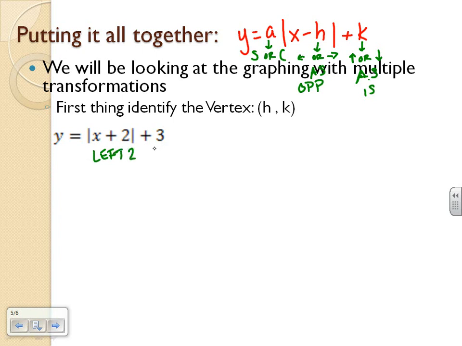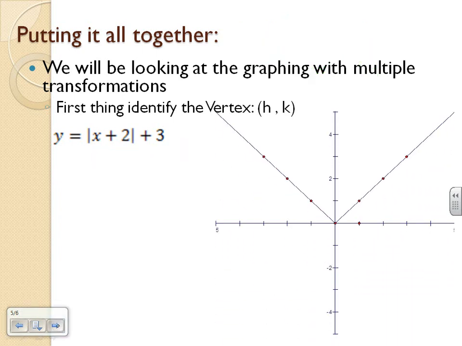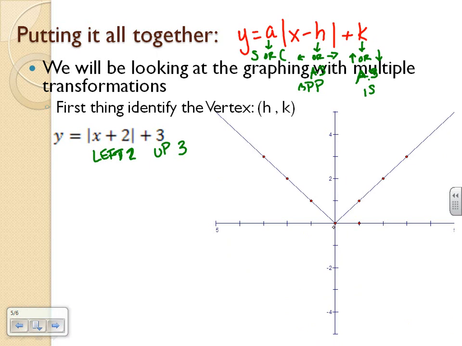The plus 3 is telling me that I'm going to go up 3 units. So if I take my graph where the vertex was at 0, 0 and go to the left 1, 2, and then up 1, 2, 3, my vertex now falls at -2, 3. Notice that it is the opposite of H and K as is. This will always be true for your vertex.